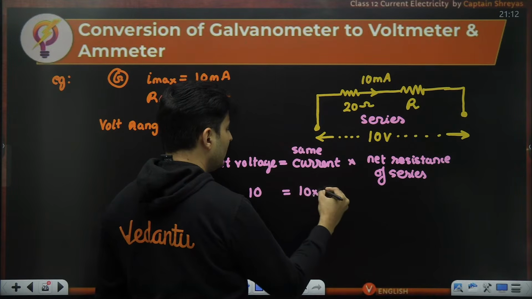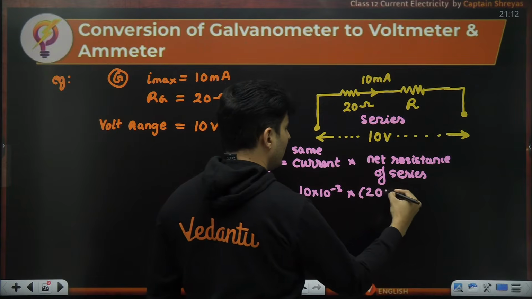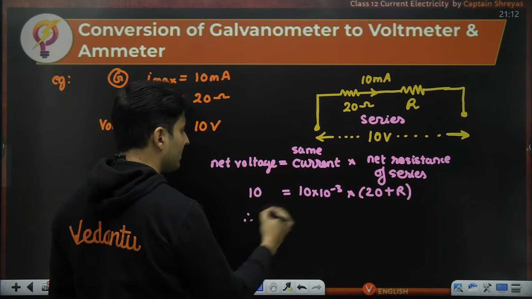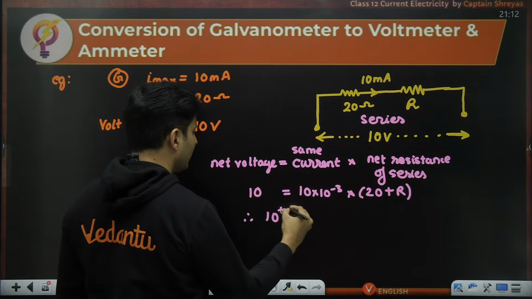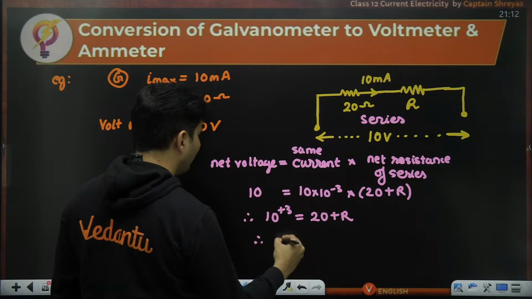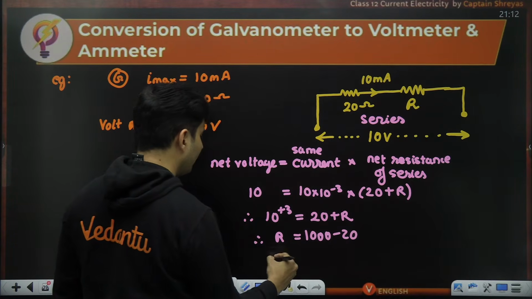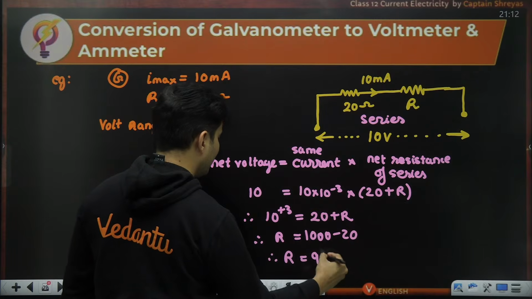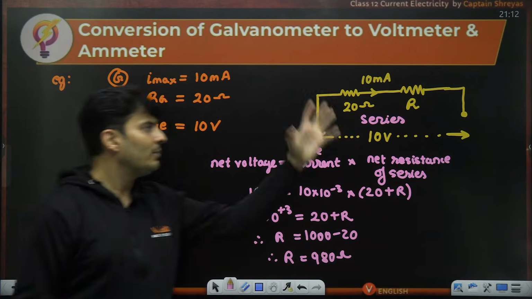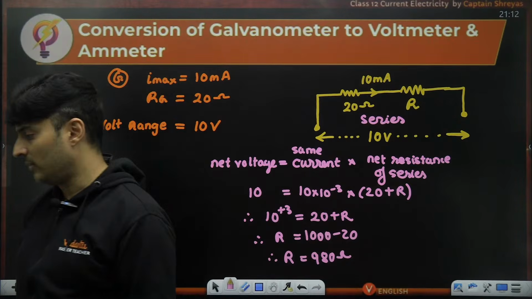So 10 milli is 10 to the power minus 3. Total resistance is 20 plus R. I do not know what R is. 10 cancels. 10 to the power minus 3 comes over here as 10 to the power plus 3, and it will be 20 plus R. Therefore, R will be 10 to the power 3, which is 1000, minus 20. Therefore, R will be 980 ohms. So this much resistance will make it into a voltmeter when connected in series with the galvanometer.